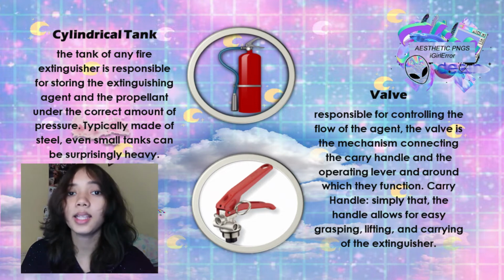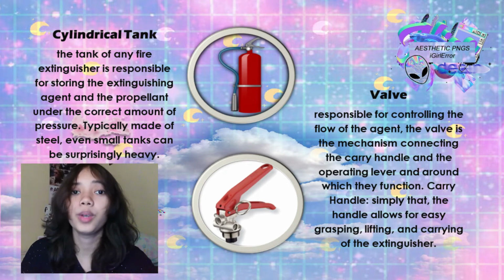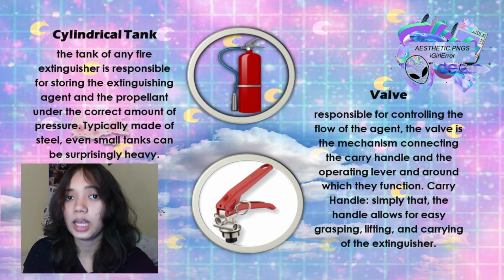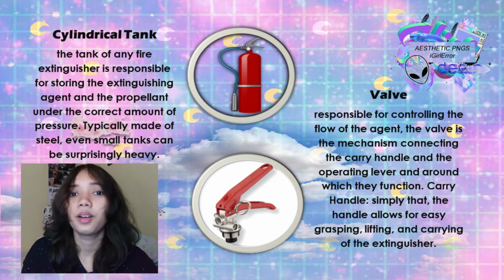So, the cylindrical tank is the main body or barrel of the fire extinguisher. It holds the extinguishing agent and expelling gases. The cylindrical tank is made of steel. Even though it is small, it is heavy in the actual fire extinguisher.